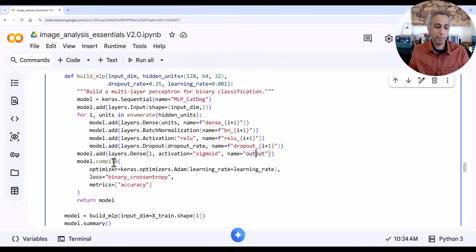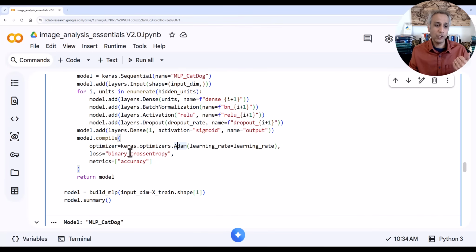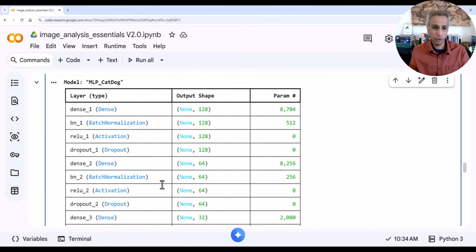Once you do that, you compile the model using what? Using an Adam optimizer. We discussed what Adam is, kind of briefly. And what learning rate? In our case, we're using 0.001. And what loss? We're using binary cross entropy. And what metrics to track? We are tracking accuracy as the metric, which makes sense. That's it. And now we built our model, and there you go. That's our model.